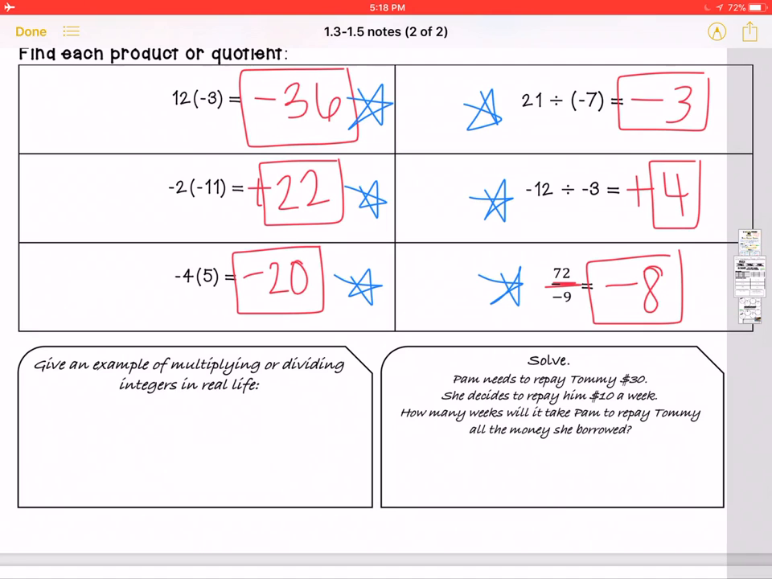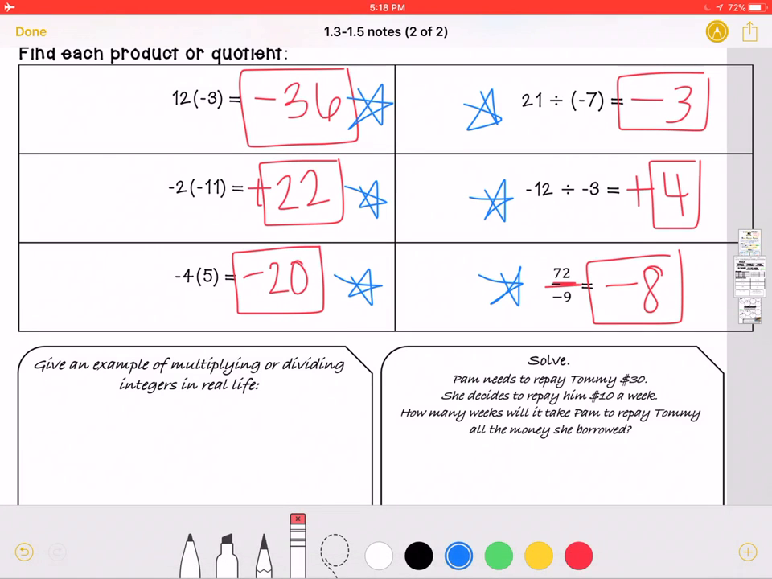Hopefully you thought of an example. I'll give you one example. If we're dealing with money, maybe I owe my parents $20. I owe the money, so it's negative. And I owe both of them together $20. If I want to repay both of them back the same amount, how much would I owe each of them? So maybe if I divide that by 2, because there's 2 of them, I would owe each of them $10.